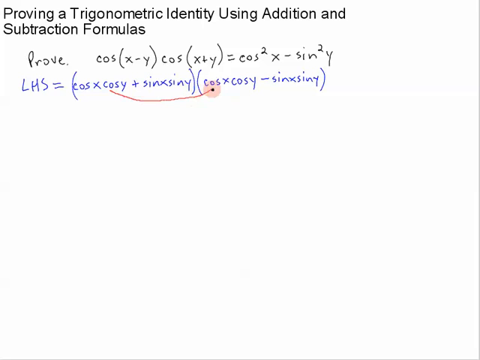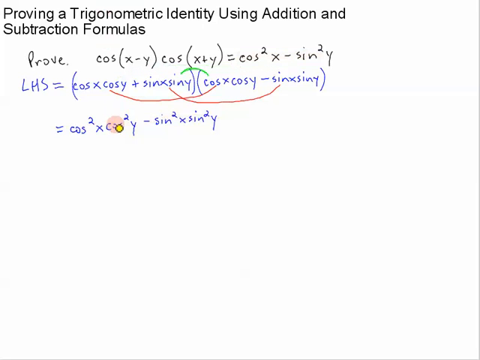So when I multiply cosine x cosine y times itself, I end up with cosine squared x cosine squared y. And then when I multiply sine x sine y times negative sine x sine y, I get negative sine squared x sine squared y. And then I need to multiply the inner and the outer terms here. In the middle we get cosine x cosine y sine x sine y, and on the outside we have negative cosine x cosine y sine x sine y. So those cancel each other out, so we don't have the middle term. So we're pretty close with this to the right-hand side, but not quite.